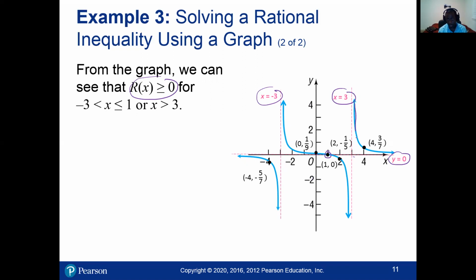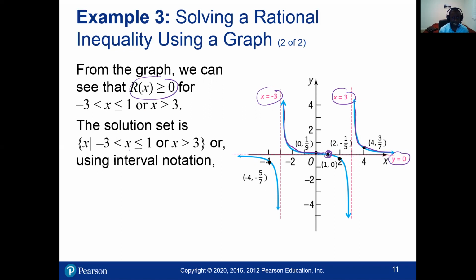This portion is above the x-axis, and it stays above the x-axis all the way until it hits +1. So the solution set is x such that x is less than or equal to 1, but greater than -3. Why? Because -3 is a vertical asymptote, so you cannot include it. You also cannot include +3, because it's also a vertical asymptote.